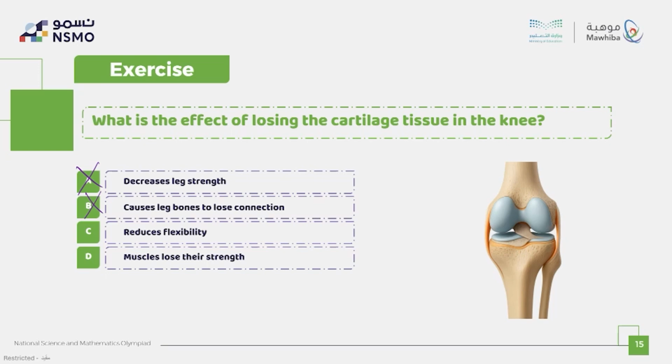What about C, reduce flexibility? Losing cartilage means increased bone friction, reduced smooth movement, and decreased flexibility. This sounds right. Yes, this is correct. And why is muscles lose their strength not correct? What do you think about it? It's because cartilage loss does not directly affect muscle strength. Because of that, reduced flexibility is the right answer.